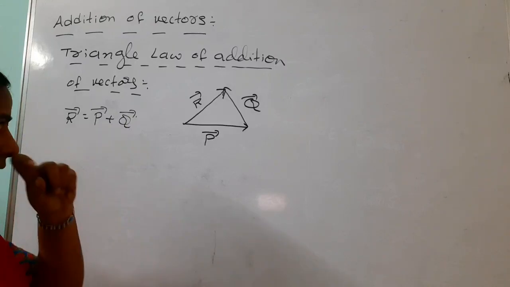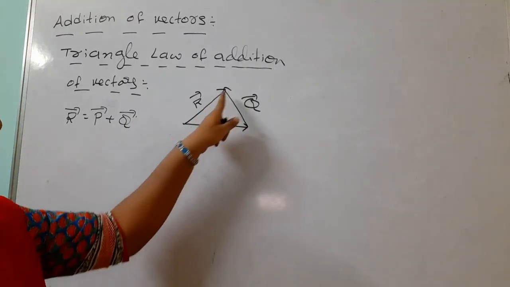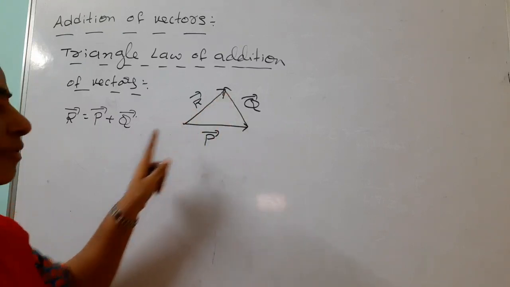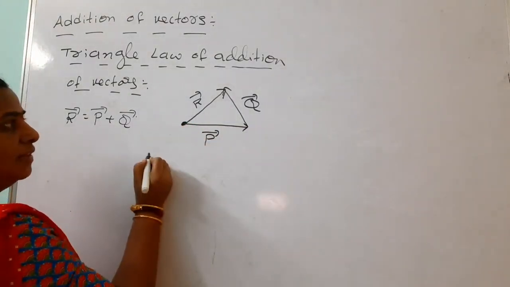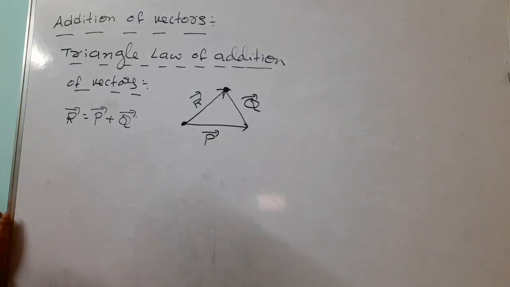This is called the triangle law. Look here, this direction is like this, but the resultant is in reverse order. This is also called the head and tail method. Why? We are joining the initial point of the first vector and the tail of the second vector. This is representing the resultant.